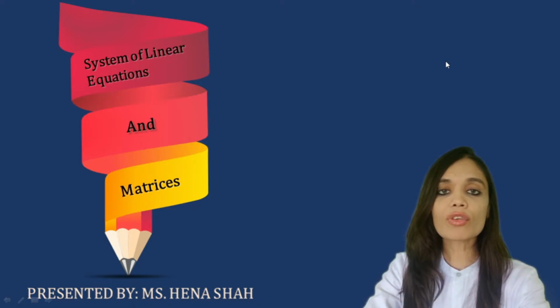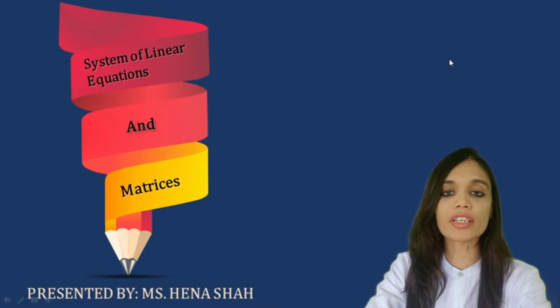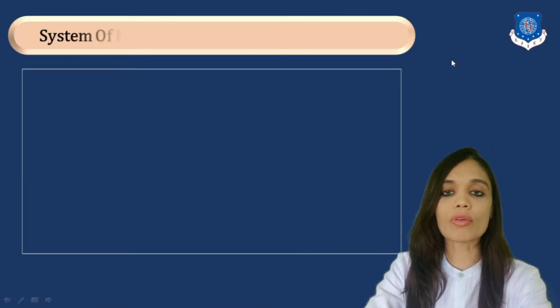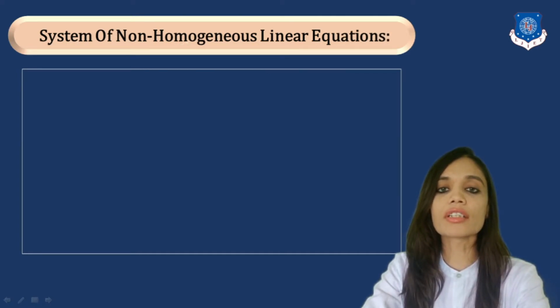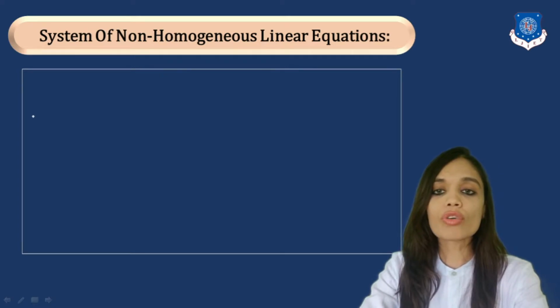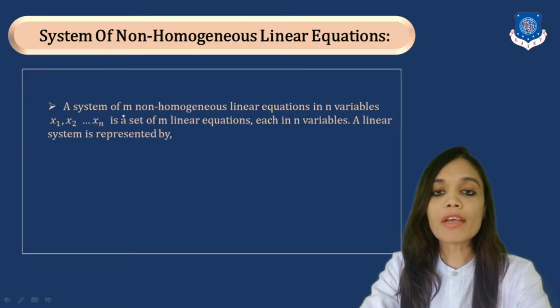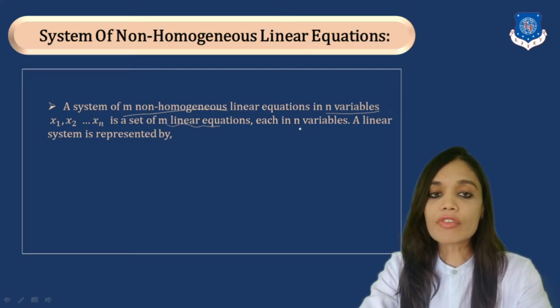So today we are going to discuss a few more topics of system of linear equations and matrices. So let us begin with the first topic, that is system of non-homogeneous linear equations. A system of m non-homogeneous linear equations in n variables x1, x2 up to xn is a set of m linear equations, each in n variables.